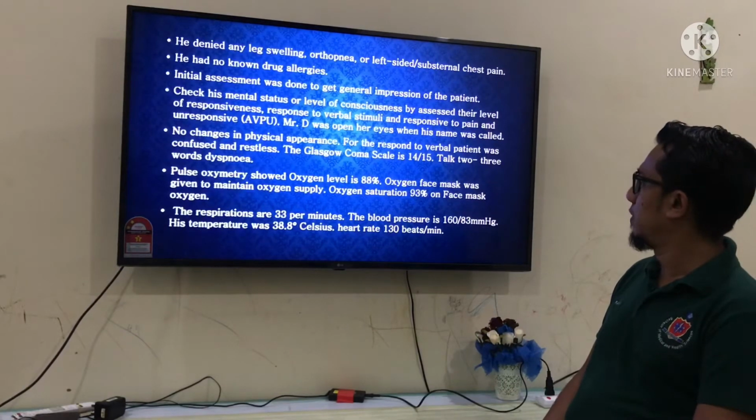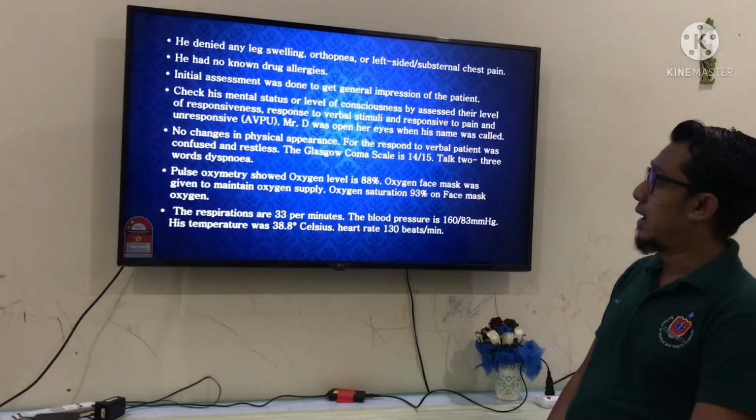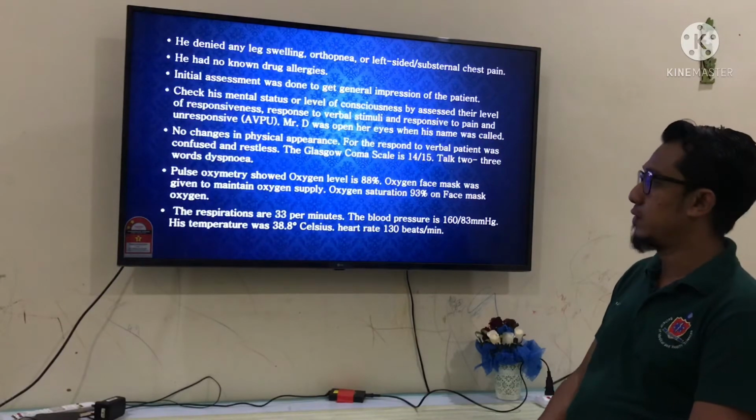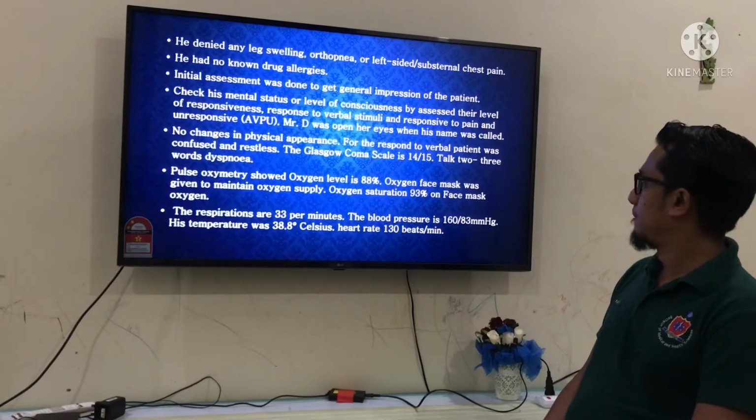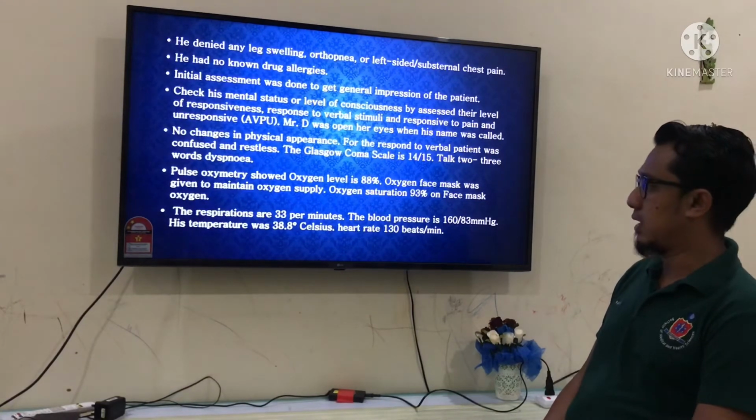For the response, the verbal patient was confused and restless. Nampak patient dia confused sikit lah. The Glasgow Coma Scale is 14/15. Dia cakap pun 2-3 patah perkataan lah. Lepas tu dia pernah deep breath lah.